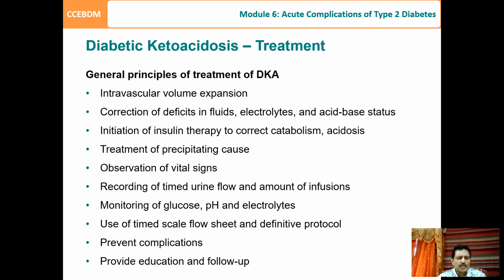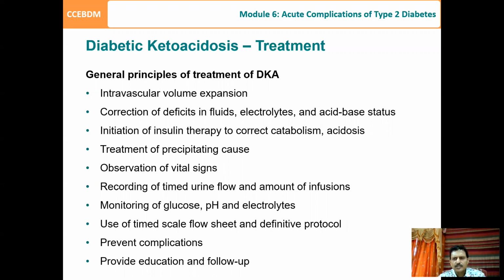So we have some principles of the management of diabetic ketoacidosis. Volume expansion is the most important one. Then we have to start the insulin, and insulin is to correct the catabolism, that means the production of ketosis. So my first intention is not to correct the hyperglycemic state, which I think a majority of the people don't understand. We don't have to correct the hyperglycemia. Hyperglycemia will correct on itself.